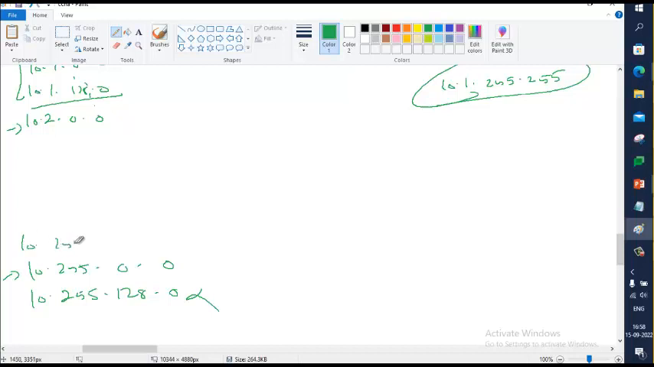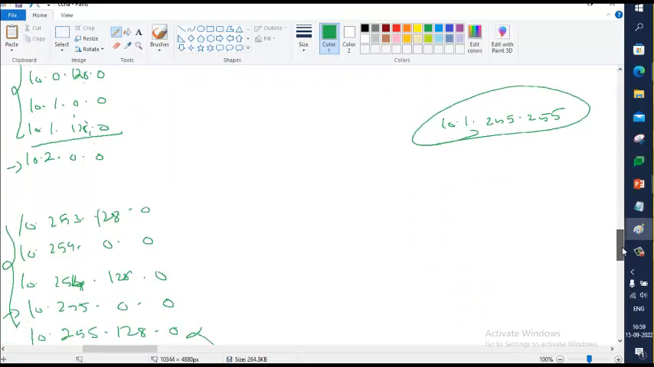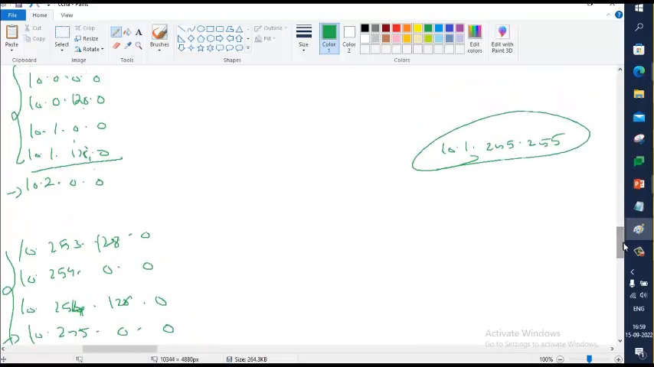10.254.128.0. 10.254.0.0. 10.253.128.0. Sorry, 128. Yep. So you got the last four and you got the first four. And you know now how to write the first IP, last IP, and broadcast IP for each. Did you understand this? Yes.